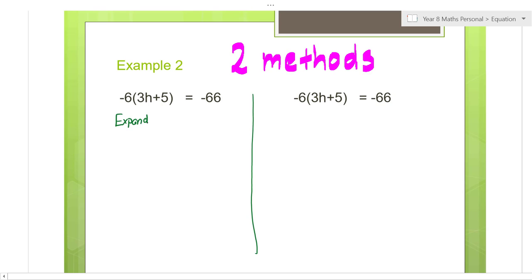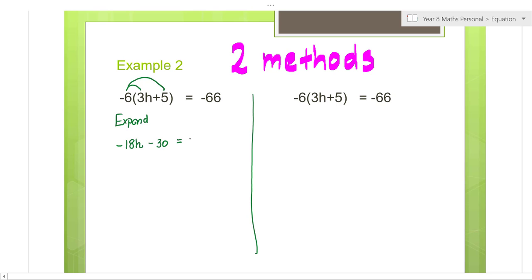So by expanding the brackets, we need to use the distributive law. Let's try this. Before, we didn't expand the brackets, we divided through. So I'm just going to show you the other way. Minus 6 times 3 is minus 18, and the h didn't go anywhere. So minus 18h. And then we've got 6 times 5 is 30, but we need to consider it's negative 30, isn't it? A positive times a negative is a negative. So we've got negative 30.